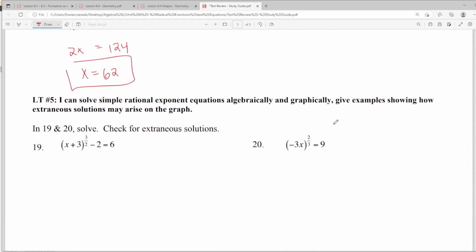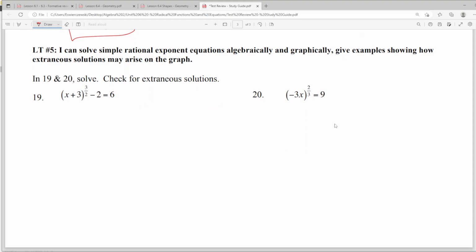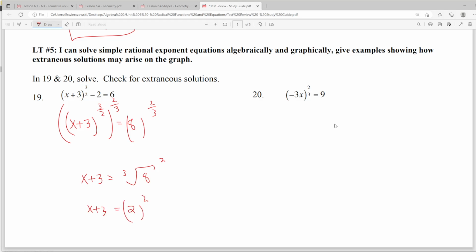I will do one of these last problems as well. They're the ones with the rational exponents. Add 2 to both sides. You get 8. Raise each to the reciprocal power. So here, those cancel out when you multiply them. You get x plus 3. And this is the same as the cube root of 8 to the second power. Cube root of 8 is 2. 2 to the second power is 4. So x equals 1.